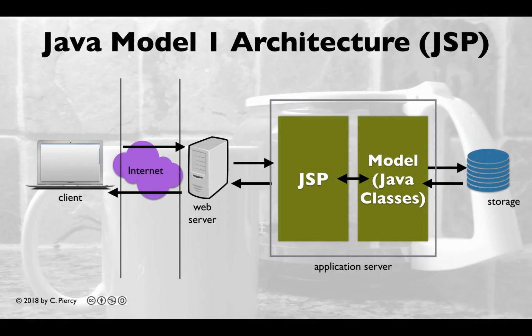With the Java Model 1 architecture, a request is made by the client. The web server will then request that the JSP do some things. The JSP will start the processing and work with the model, which may try to get stuff from storage. Data can be passed back to the application. JSP will use the data to create the output and then pass the output back to the web server. The web server will create the response and pass that back to the client over the internet, which will render the results.